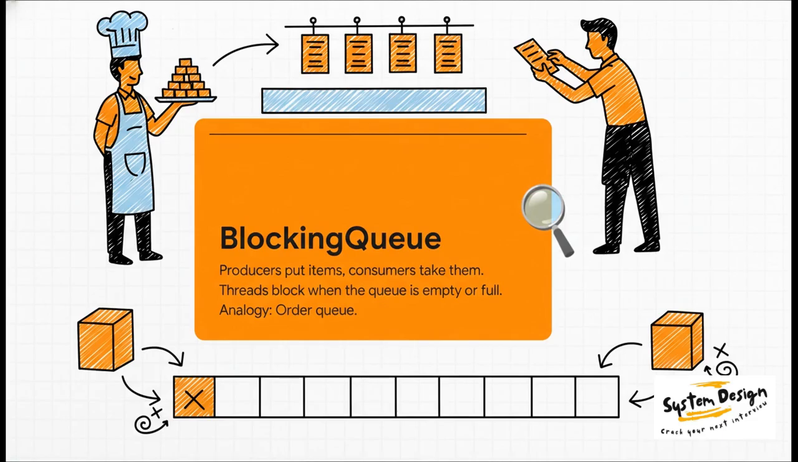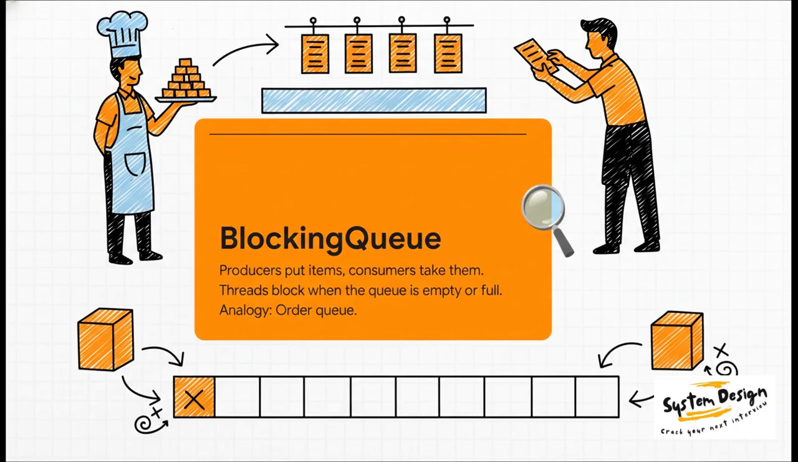It's a simple idea, a queue that solves the classic producer-consumer problem. Producers put items in, consumers take them out. But the real magic is in that word blocking. If a producer tries to add an item to a queue that's already full, it just waits. If a consumer tries to take an item from an empty queue, it waits too.